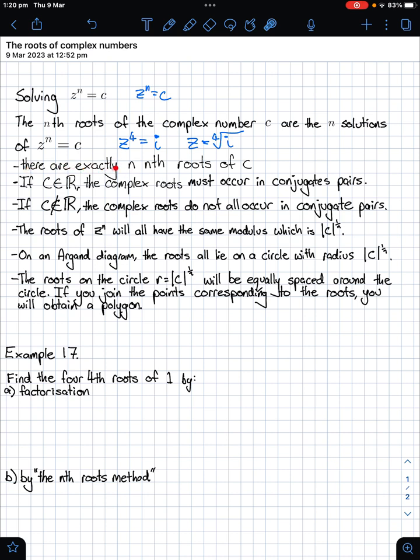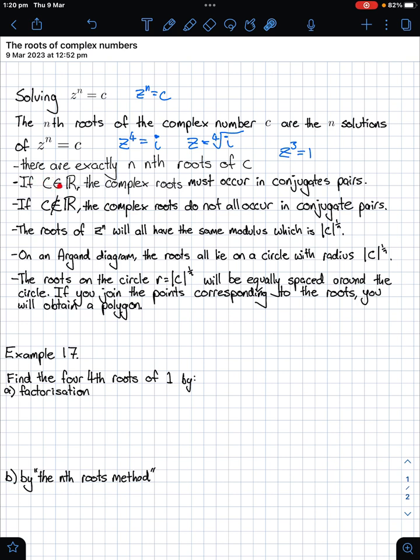So there are exactly n nth roots of c. So that means that if we have z to the power of 4, we have the 4 fourth roots of a number, because we're looking at 4. Whatever value we have here is to the power, we're going to have 4 values from this. So if we were doing a cube, z to the power of 3 equals 1 would have 3 solutions. All right? So that's what it means there.